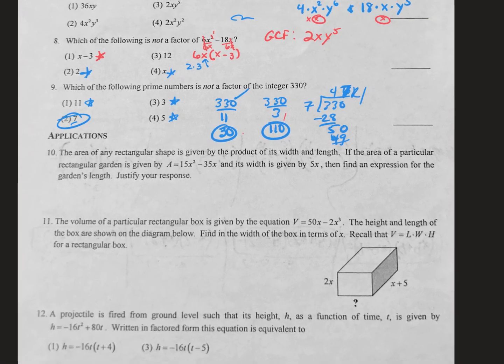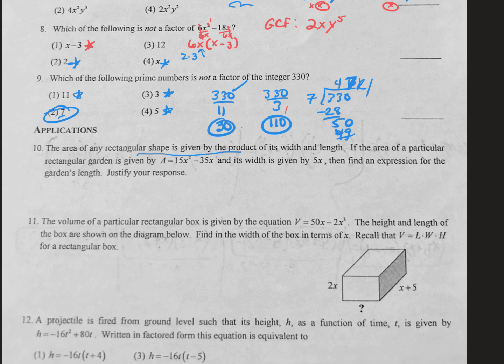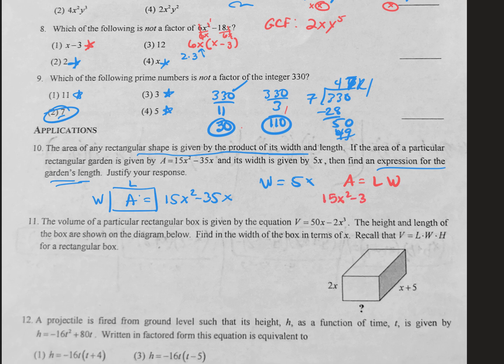And last couple here, little word problems. The area of a rectangular shape is given by the product of its width times length. So I would always draw a picture of these things. If the area of the rectangle is, oh man, this has got quite the area. Area is 15x squared minus 35x, and its width is 5x, then find an expression for the garden's length. So essentially, this problem is saying this: area is length times width. Area is 15x squared minus 35x.